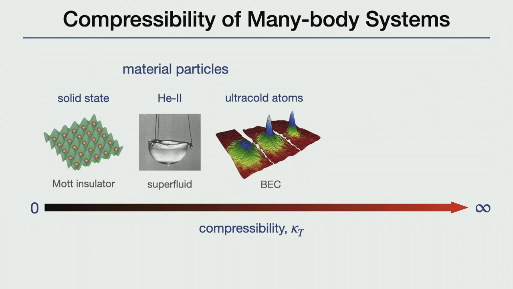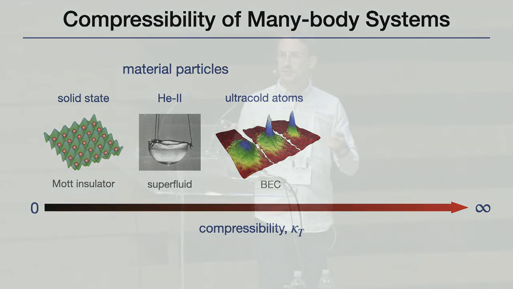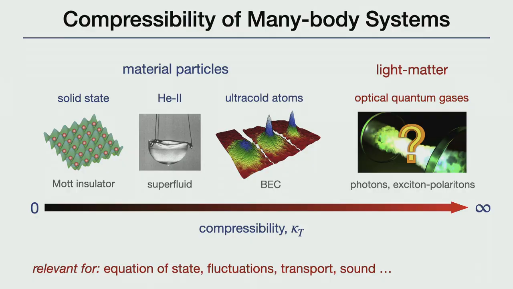Similarly, liquid helium superfluids have a very low compressibility because of strong interactions between the particles. And with ultra-cold atoms, for example, in BECs, of course, we can tune the interactions using Feshbach resonances, and that already allows us to increase the compressibility a bit more. What is not known at all is the compressibility of optical quantum gases.